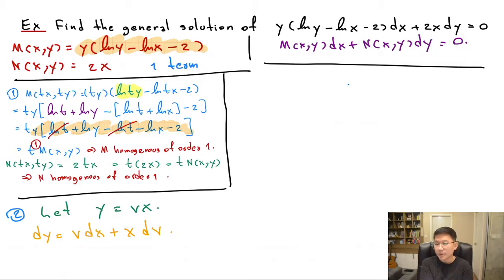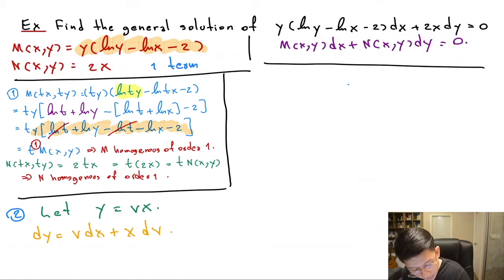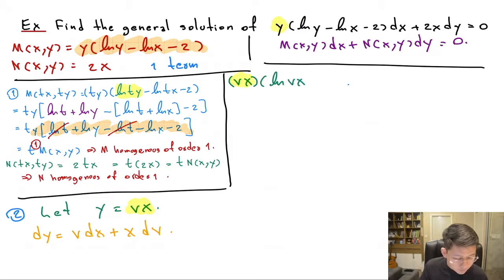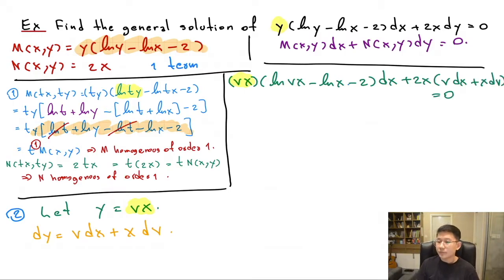Okay, so I'll substitute this back into this equation. So y is vx, right? This is y is vx. Log of vx minus log x minus 2 dx plus 2x dy, where dy is v dx plus x dv, equals 0. Does it make sense? Okay.